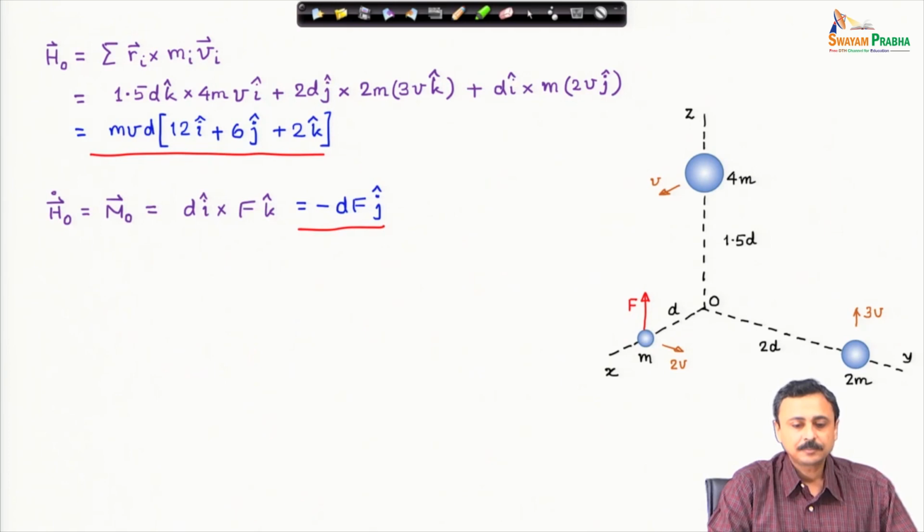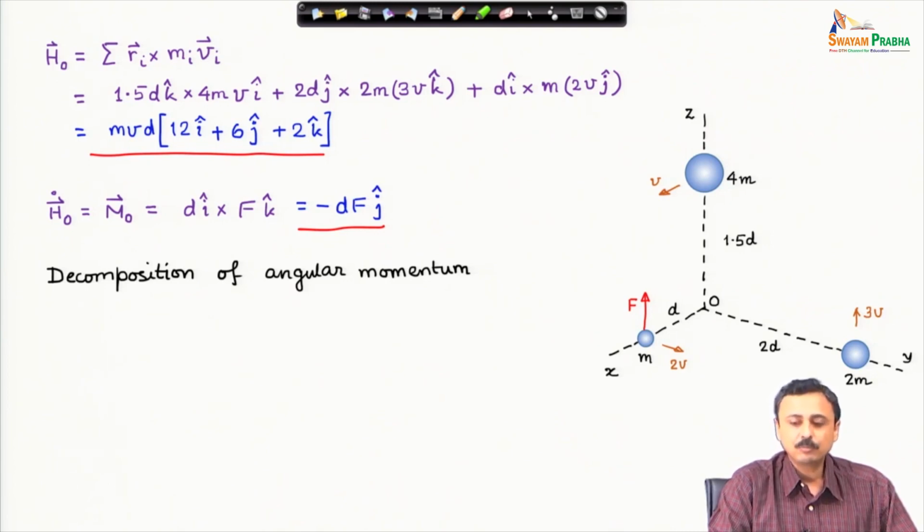We are going to look at the rate of change of the angular momentum about O. Now, we are using that dynamical equation. The rate of change of angular momentum about O is equal to the moment of all forces about O, and that turns out to be the position vector of a convenient point where the force is acting, that is d i cap, cross F k cap. F k cap is the force vector. So, that turns out to be minus d F j cap. So, that is the rate of change of angular momentum of the system about O.